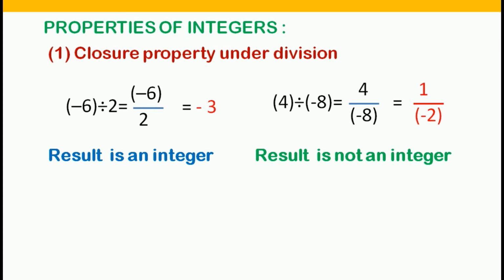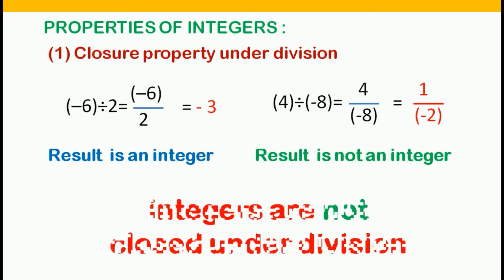In first example, when we divide two integers, result is an integer. But in second, when we divide two integers, the result is not an integer. That means integers are not closed under divisions. So integers follow closure property under addition, subtraction and multiplication, but not follow closure property under division.